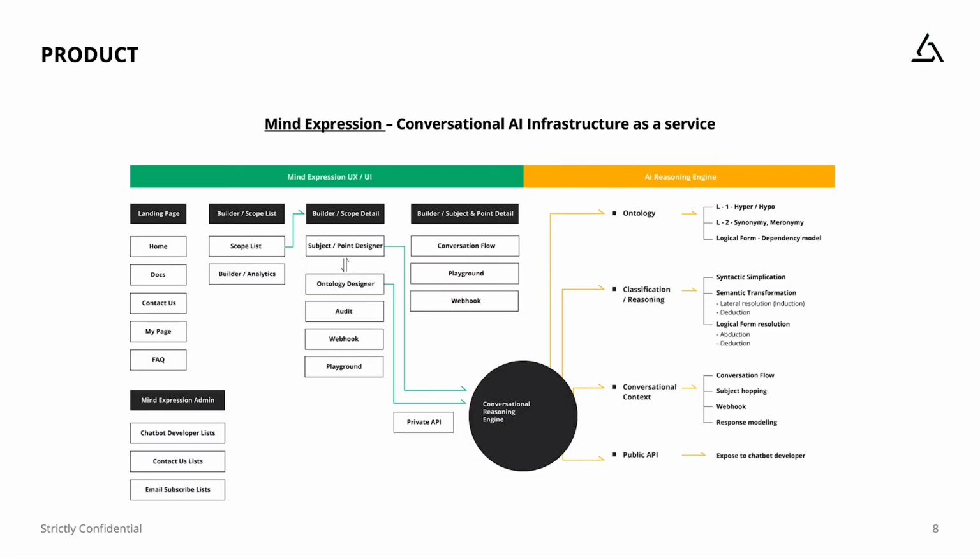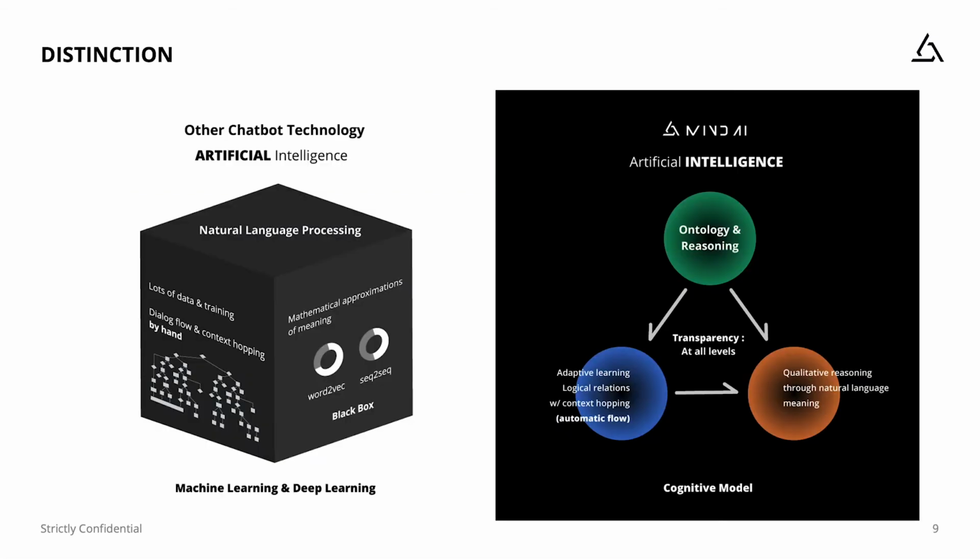Now the product, we call our product Mind Expression. It's a conversational AI infrastructure as a service, and we are on schedule to launch in May 2021. The main distinction here is obviously we don't have a black box. We don't need to draw or program anything by hand. There's immediate transparency at all levels, and it's a cognitive model. That's a very big distinctive factor.